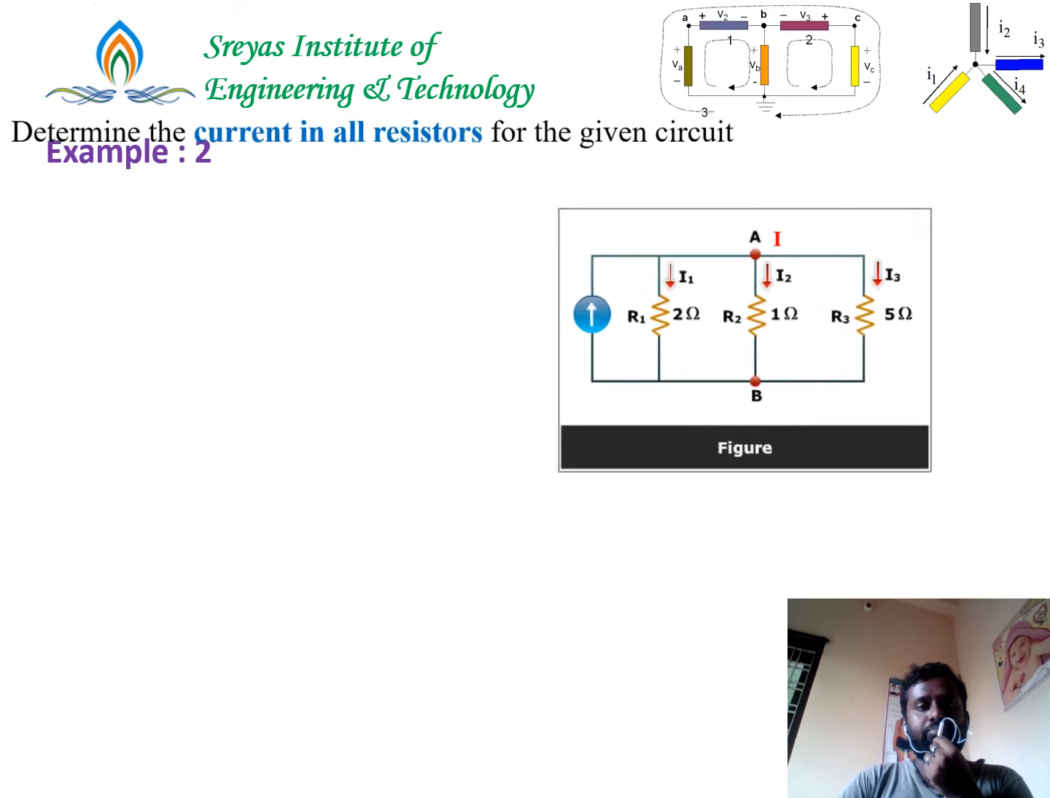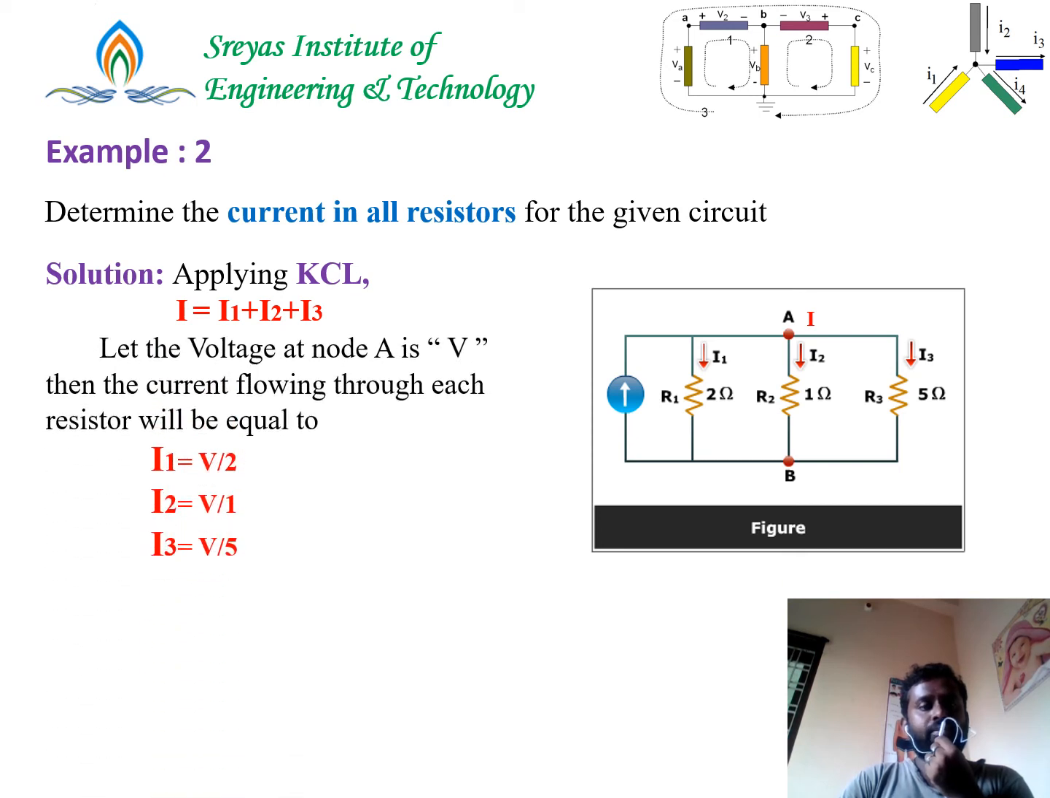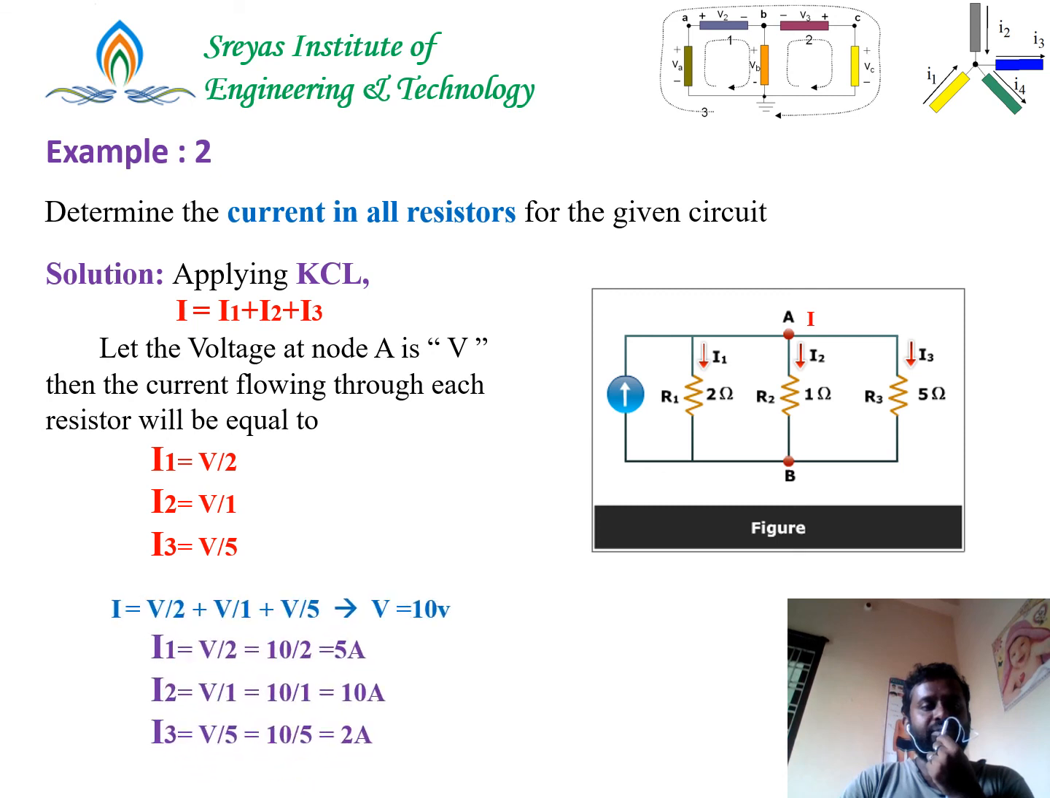Now let's take an example. There are three resistors connected in parallel with a current source. Determine the currents in all the resistors for the given circuit. Applying Kirchhoff's current law, I is equal to I1 plus I2 plus I3. Now let's take the voltage at node A as V. So I1 is equal to V by 2, I2 is equal to V by 1, and I3 is equal to V by 5, if the current is unknown and the voltage is assumed to be V.